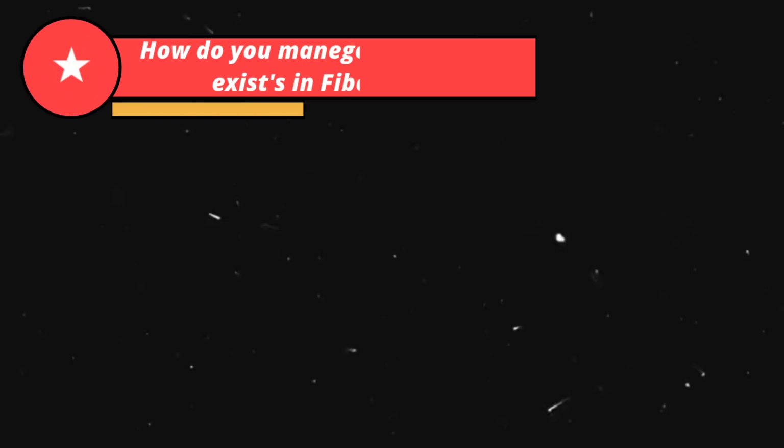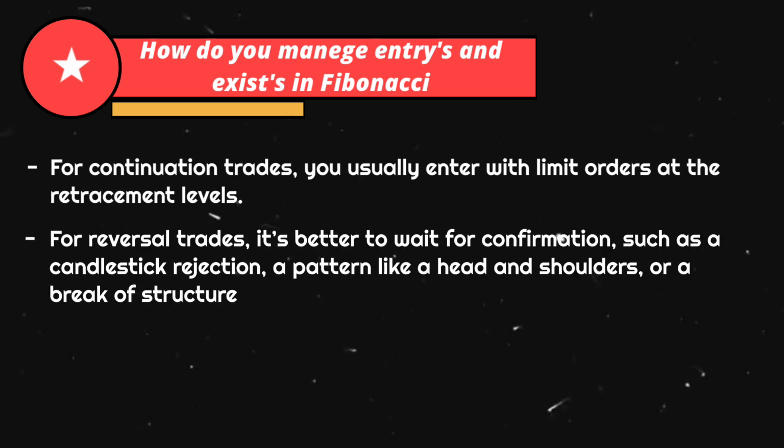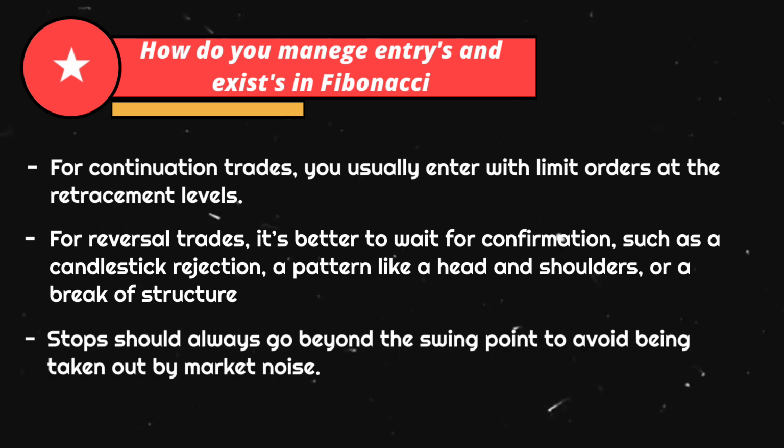Now, how do you manage entries and exits with Fibonacci? For continuation trades, you usually enter with limit orders at the retracement levels. For reversal trades, it's better to wait for confirmation, such as a candlestick rejection, a pattern like a head and shoulders, or a break of structure. Stops should always go beyond the swing point to avoid being taken out by market noise.